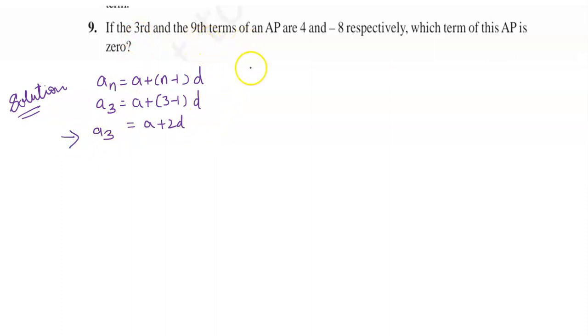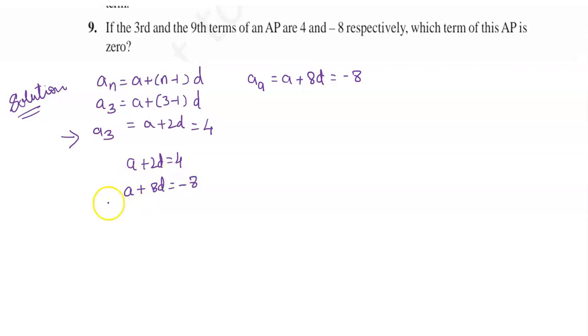Now it is saying 9th term. So the 3rd term is given to us as 4 and the 9th term is given as minus 8. What do you mean by the 9th term? a9 is equal to a plus 8d, which is how much? Minus 8. It is asking which term of this AP is 0. So we have to check which term will give us 0. So we have two equations now: a plus 2d is equal to 4 and a plus 8d is equal to minus 8.